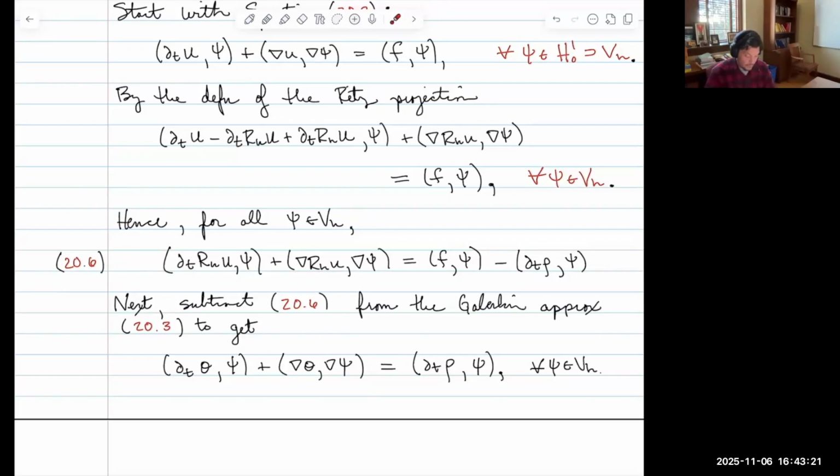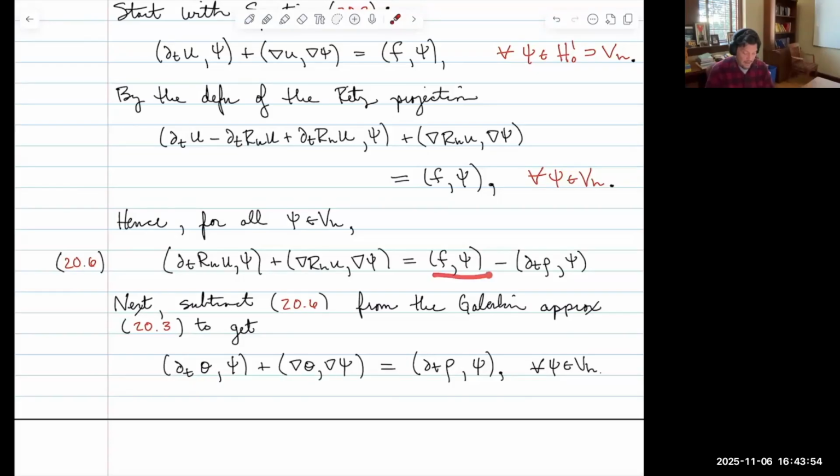Okay, now all that we have to do is take this 20.6 and subtract it from the Galerkin approximation. What does the Galerkin approximation look like? We'll go back to 20.3 and have a look at that. When I do that subtraction, I get the following. This is starting to look like an equation for this part of the error function, theta.